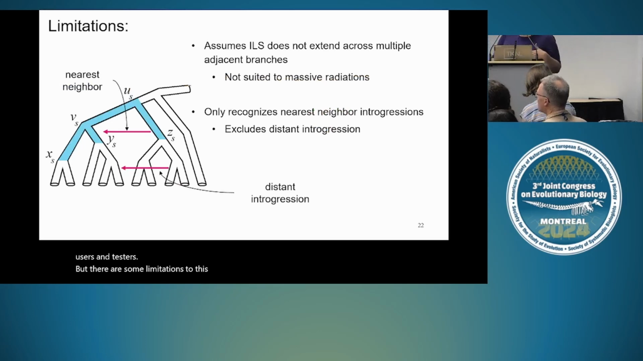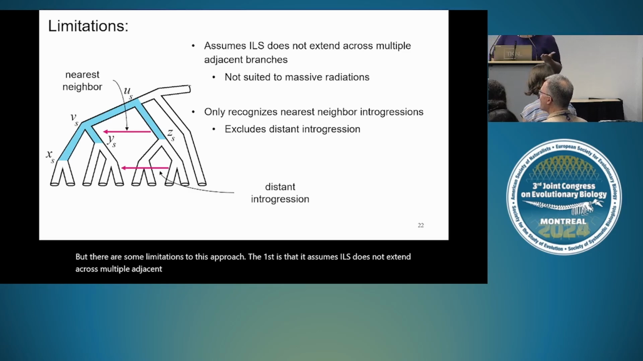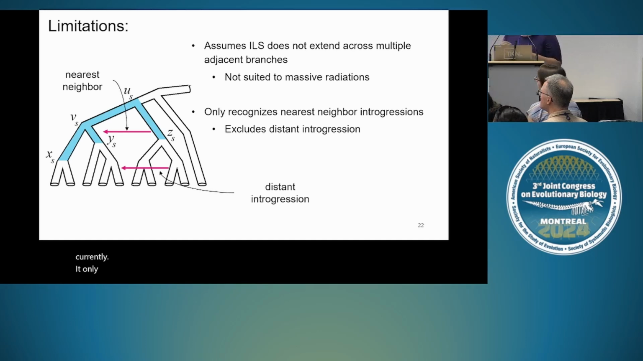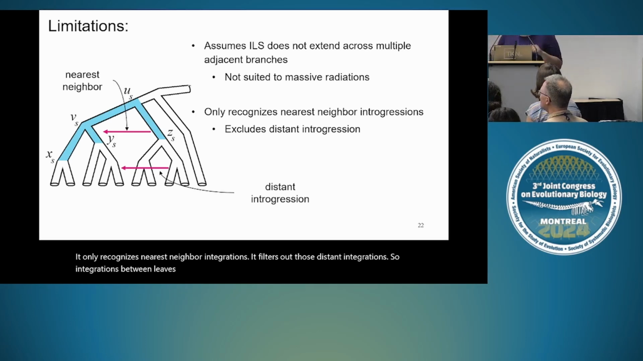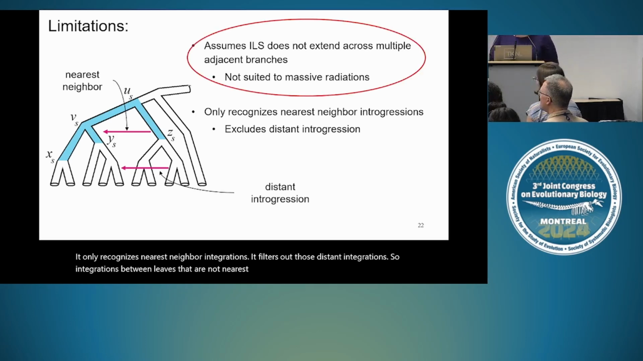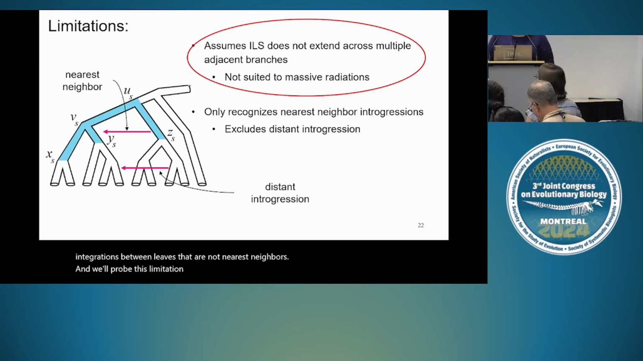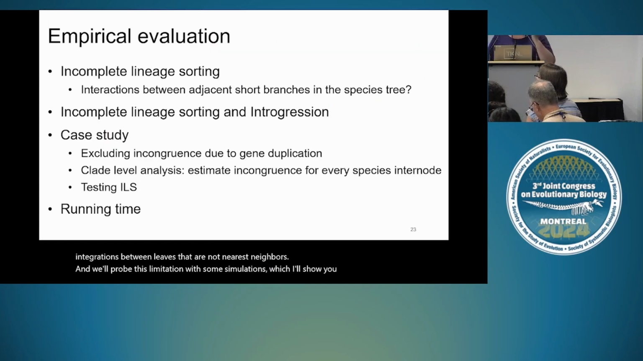The first is that it assumes ILS does not extend across multiple adjacent branches and may not be suitable for massive radiation events. And currently, it only recognizes nearest neighbor introgressions. It filters out those distant introgressions, so introgressions between leaves that are not nearest neighbors. And we'll probe this limitation with some simulations, which I'll show you in a moment.